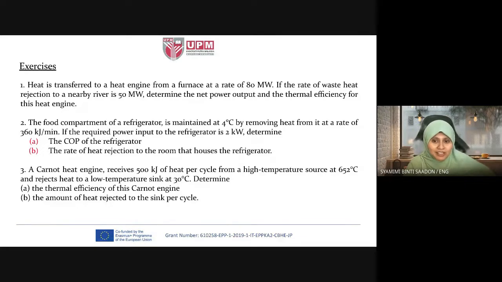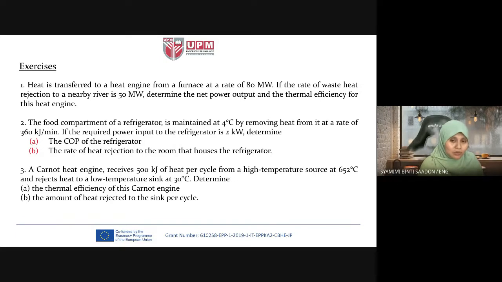So we know here the heat source is 80 megawatt, heat input QH, and the heat rejected QL is 50 megawatt. So determine the net power output and the thermal efficiency. It's very easy. Since instead of the value of the work output or work input, we know the heat input and output, so we use this heat input and output instead of work output or input.